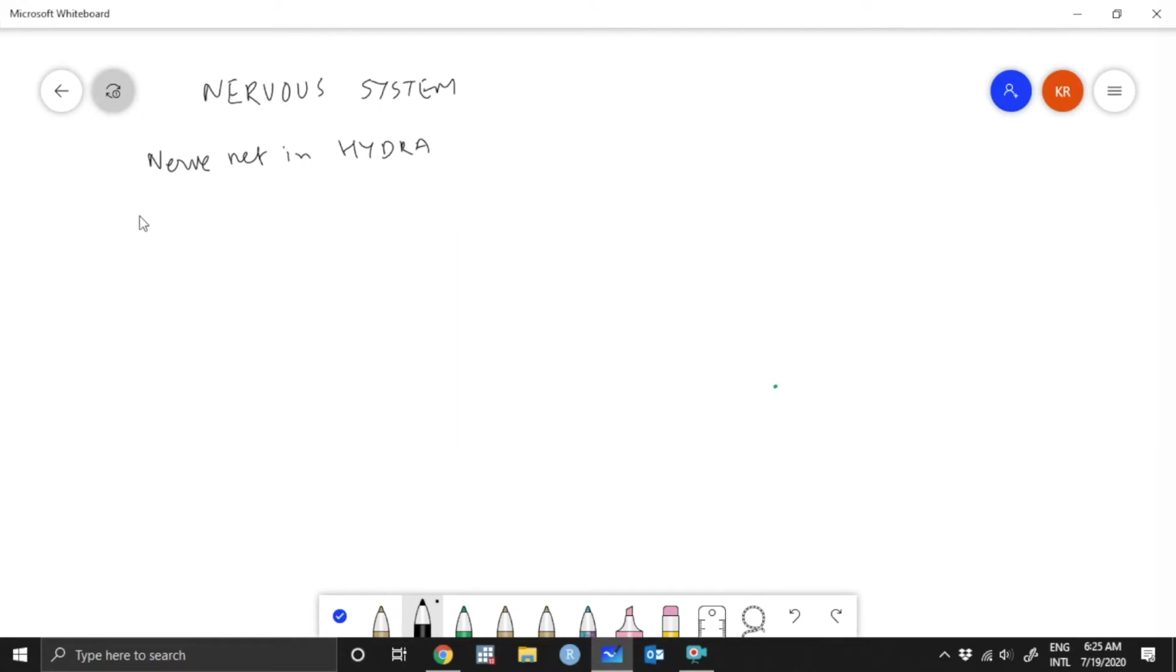So Hydra we have come across several times. This is from the phylum Cnidaria, and it is diploblastic and it has got two layers. One is an outer part which is called an epidermis, and the other one is a gastrodermis. So these are the two layers.